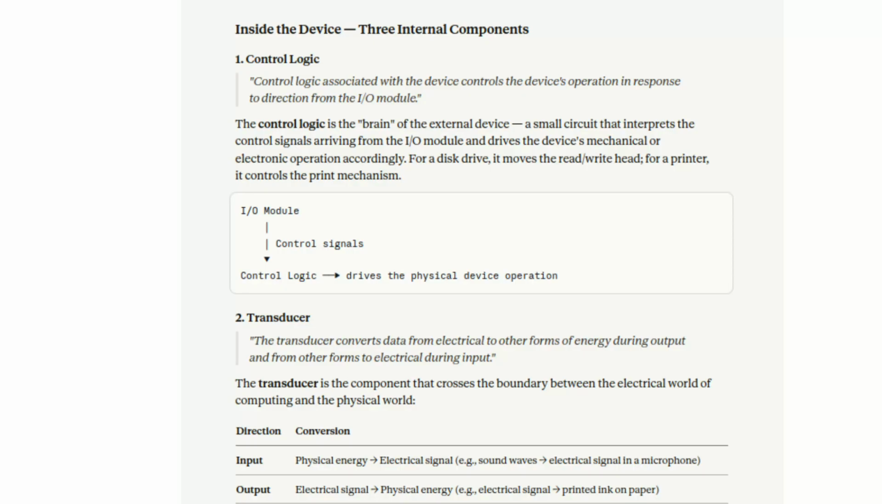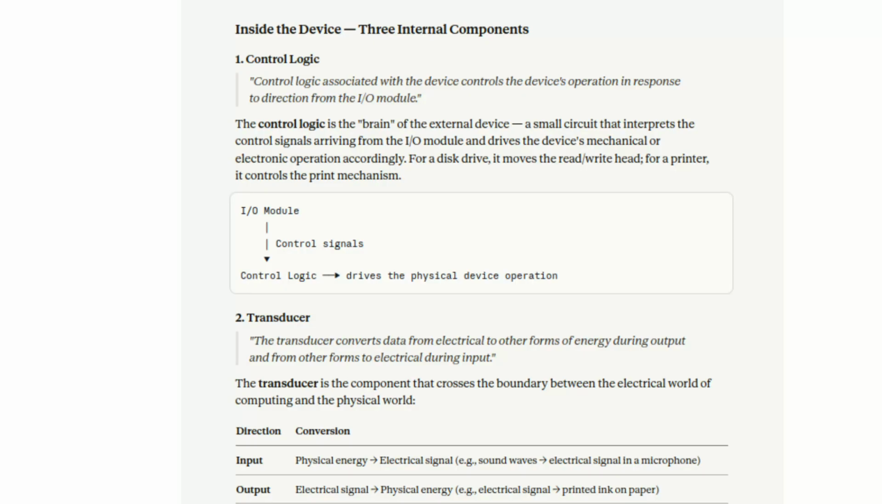Whether it be mechanical or electronic operation, according to these control signals, it will make the device work. For a disk drive, for example, according to this control logic, there would be some control signals which move the read or write head accordingly, right? So that is what is meant by control logic. The first component present inside the external device is the control logic. This is considered to be the brain of the device, which basically controls. It's a small circuit that interprets the control signals arriving from the I/O module.